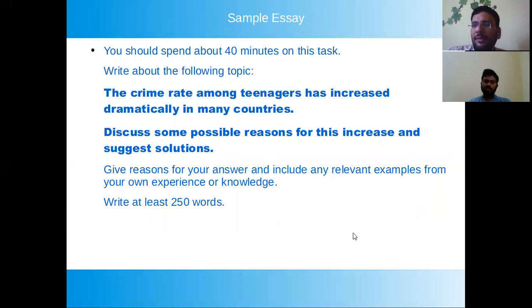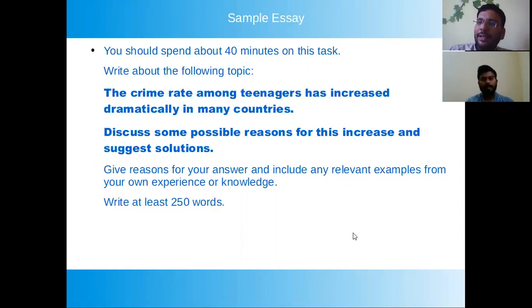So if I were to introduce this topic, I would start by saying that there has been quite an increase in the number of crime rates among teenagers over the past 2 decades across the globe, and there are various factors which contribute to the increase in crime rate. I will be discussing these factors and also will be giving some solutions for these problems. This is how you would introduce the topic.